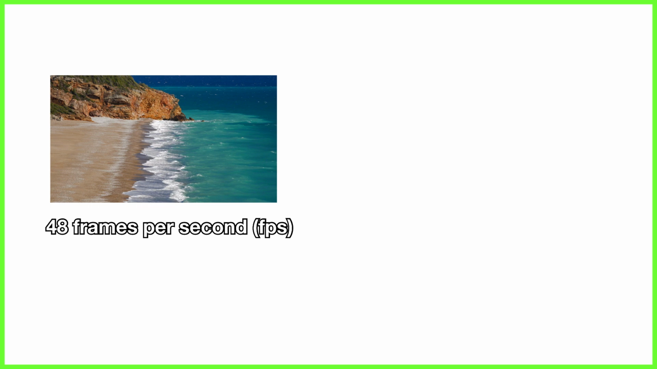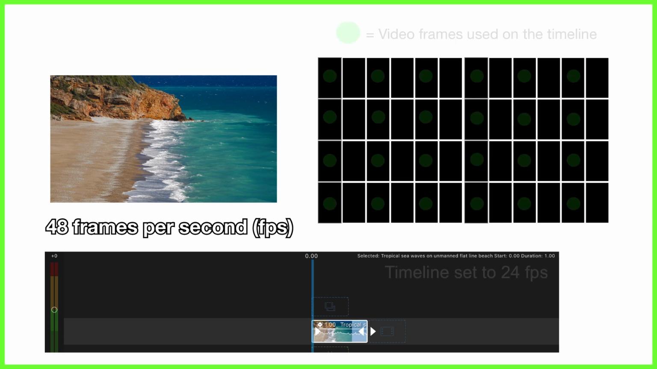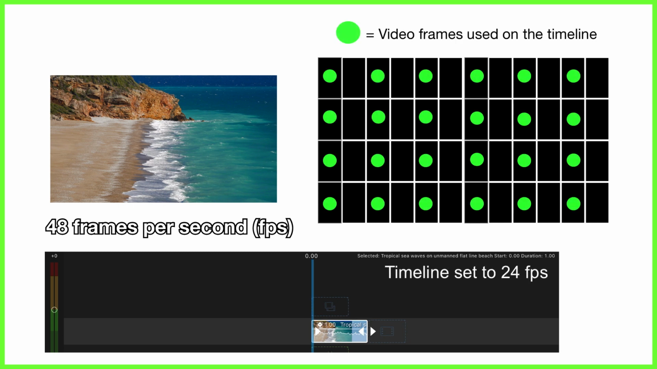If the same scene was shot at 48 frames per second, double what we had for our original clip, when I drag it into LumaFusion, the app will take what it needs from the footage in order to fill the frames on the timeline. So in this case, 24 frames from the video, as it only needs half of what was captured to play the video smoothly.